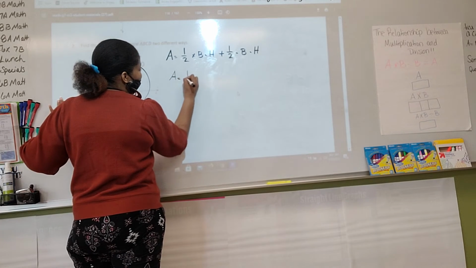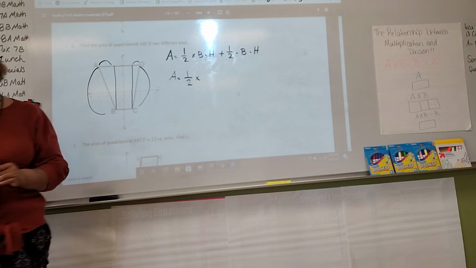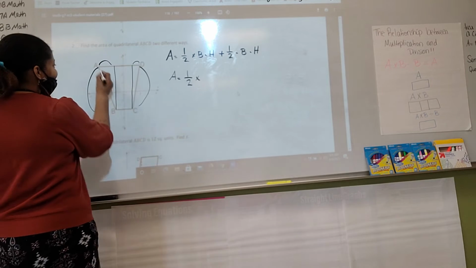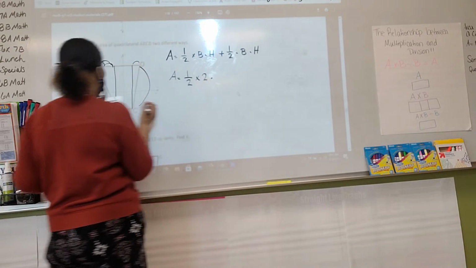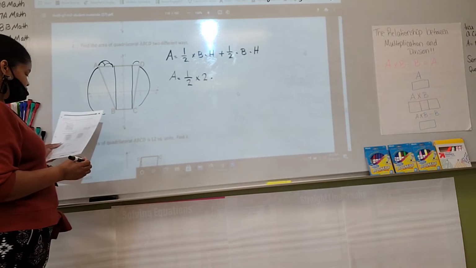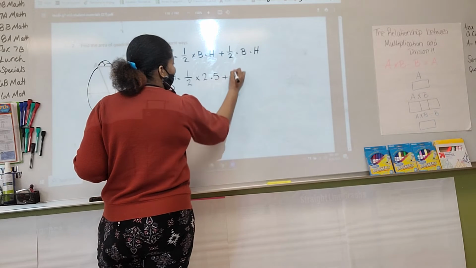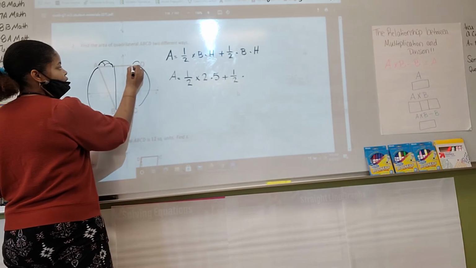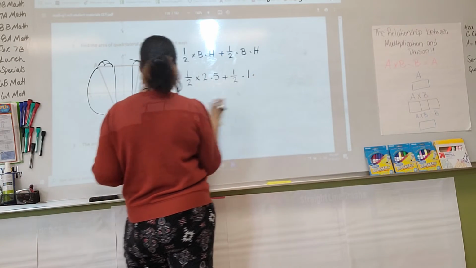So A equals half times what's the base from here to here? 2. Because you can count the blocks: 1, 2. What is the height from here to here? 5. Plus half times what is the base from here? 1, times the same height, right?